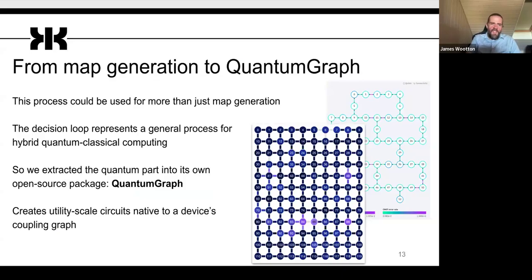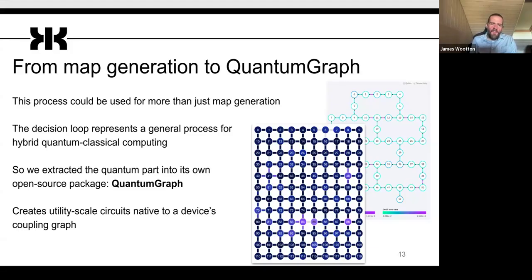So what I then did is think, well, this can be used for more than just map generation. It's a general way of thinking about hybrid quantum classical computing, where instead of thinking about state vectors, which is a quantum set of variables, we're thinking about expectation values, which is essentially a classical set of variables. We're thinking of the quantum computer as a big bag of expectation values. These are our variables. We are going to then tweak them and look at them again and tweak them and look at them again. And that's going to be the sort of flow of our process.